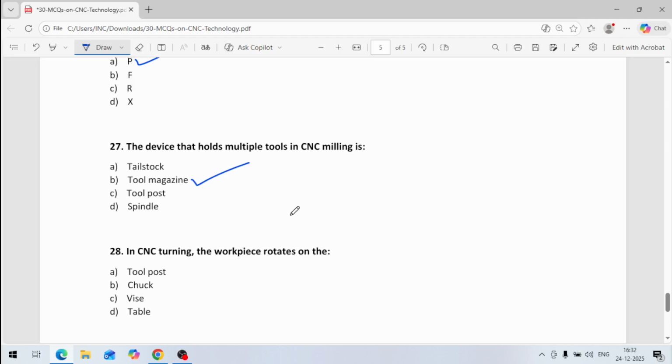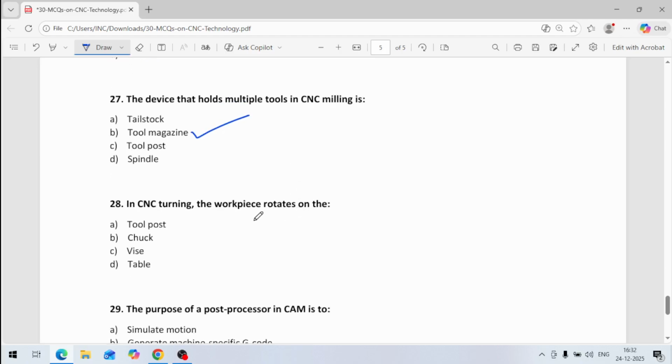Next question is in CNC turning, on what does the workpiece rotate? In turning, the workpiece rotates on tool post, chuck, vise, or table. It rotates on the chuck. Chuck, this is the answer.